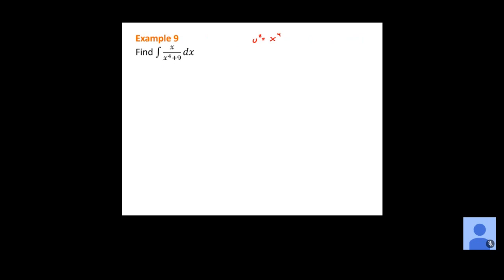Okay. Now, first step, we need to get u by itself. So I'm going to take my square root. What's the square root going to give us as our u value now? Good. So u is just going to be x squared, which means du dx is going to be equal to what? 2x. Perfect.